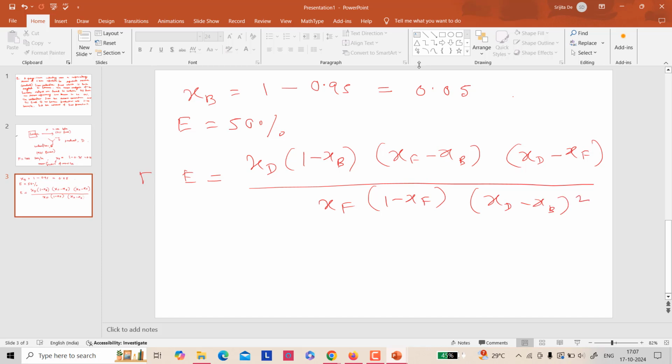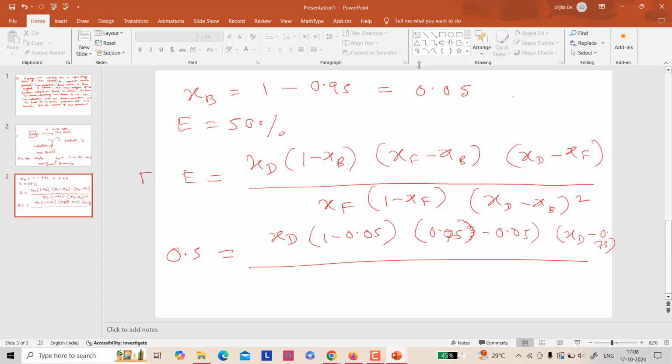So now we know 0.5 is E. We don't know xd. xd needs to be known, right? So it is 1 minus 0.05, 0.75 minus 0.05, xd minus 0.05, divided by xf, which is 0.75, 1 minus 0.75, into xd minus 0.05 whole square, right?